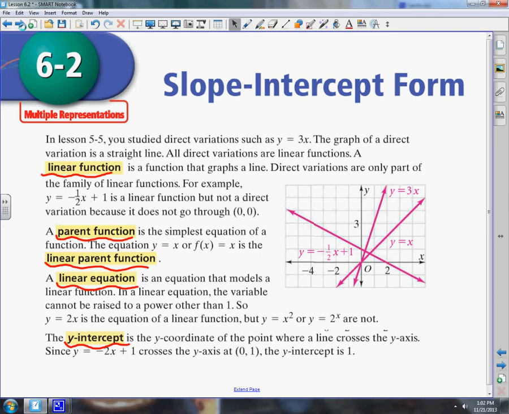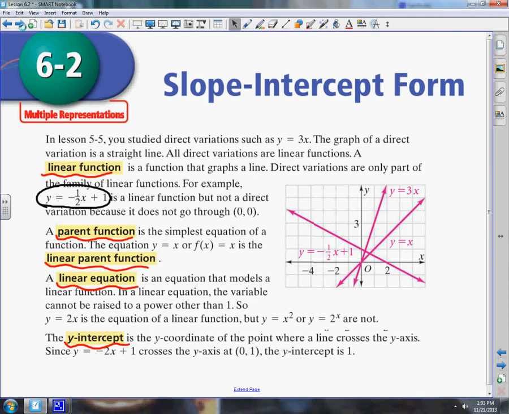Okay, so a linear function: all direct variations are linear functions. It's a function that graphs a line. So we talked about that in 6.1. It is a line. A parent function is the simplest equation of the function. So y equals x, or f of x equals x, is the linear parent function. It's the simplest form of it. Now, right here, like y equals negative 1/2 x plus 1, that is a parent function.